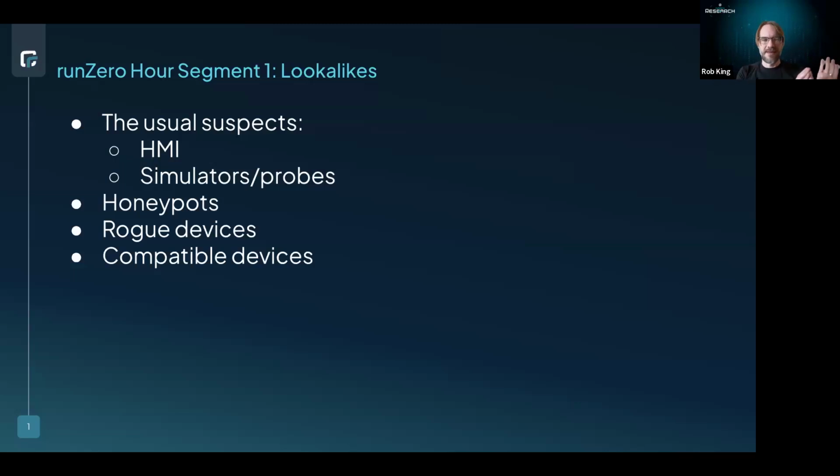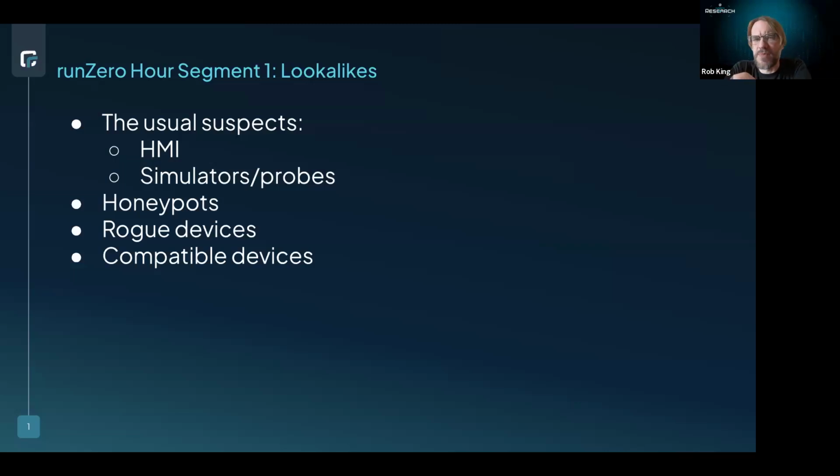So sometimes you'll get HMI devices being identified as PLCs or vice versa. Like the FINS protocol, it's actually really difficult to tell which direction it's going unless you initiate the conversation. So active probing really comes in handy there, which is something we do, which is awesome.